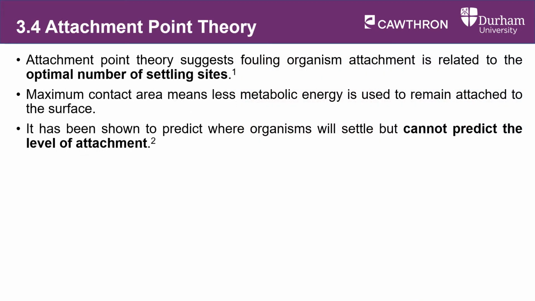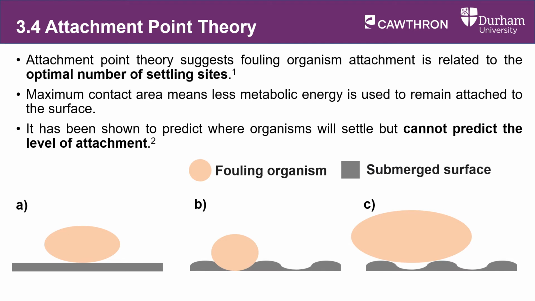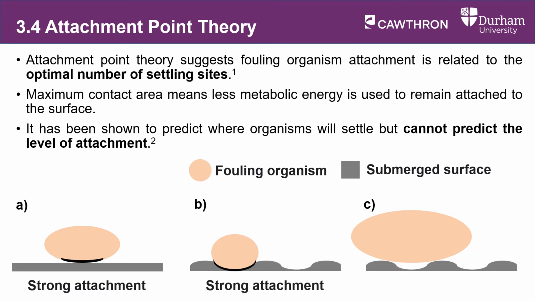The level of adhesion between organisms, such as those that have just been discussed, and microtextured surfaces can be described by attachment point theory. This theory is based on the fact that when the area of contact between organisms and a surface is larger, the adhesion is stronger. Organisms will prefer to settle on sites where they are strongly attached to the surface, and so the number of potential settling sites will depend on both the size of the features of the surface and the size of the settling organisms.